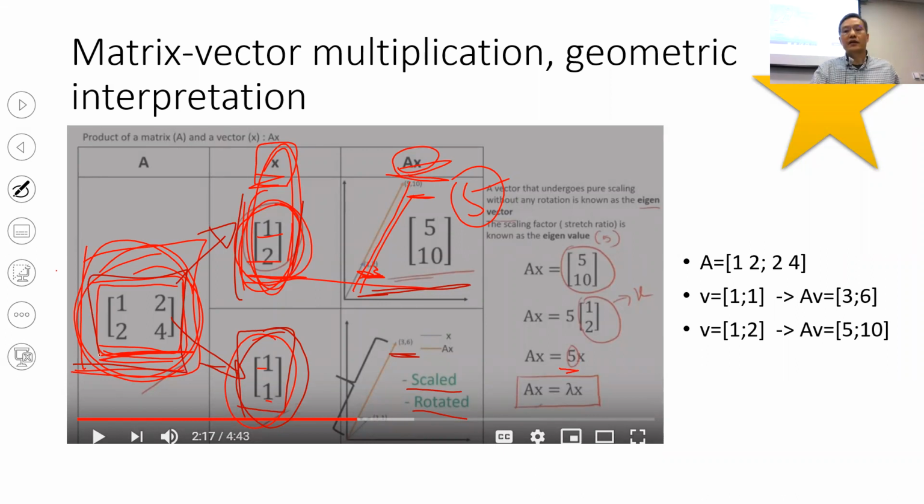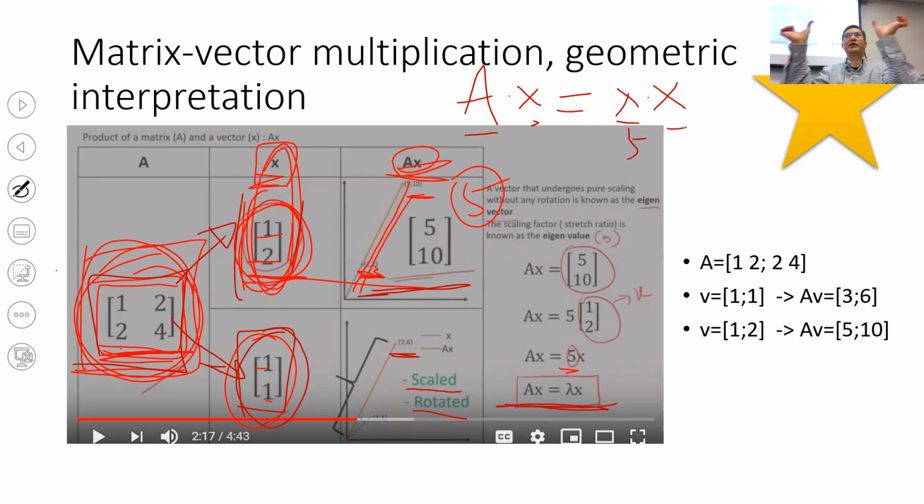So once you have this, you know how people write it: A multiplied by X, any given data point, the product will be the same as a constant lambda times X. You can put the matrix in, and put 1, 2 here, and 5 here, and you know, okay, this is equal, right? So now just remember this. Why we are using this, I'll show you.